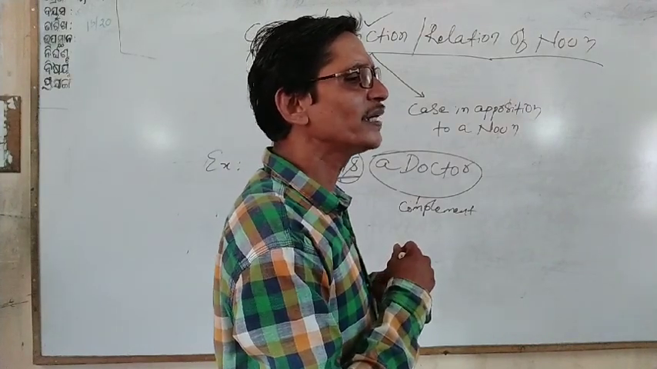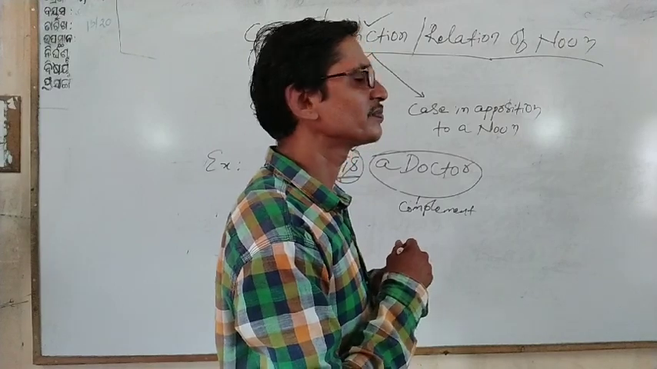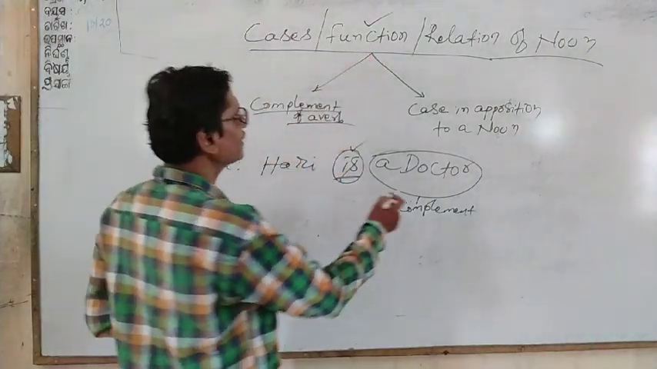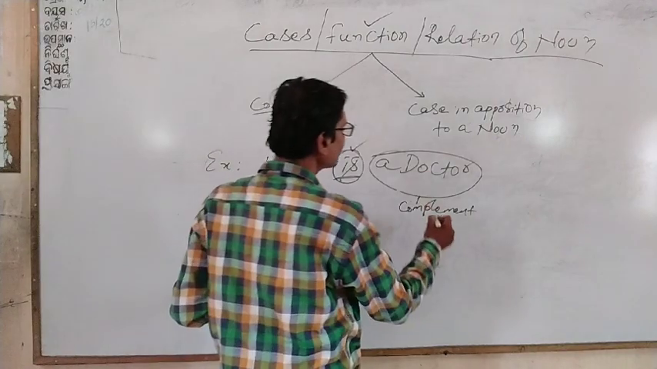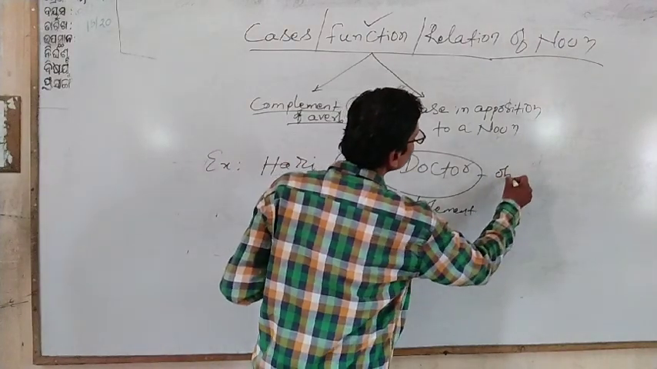Another example we can say, again, this is what? This is an object. This functions as an object.